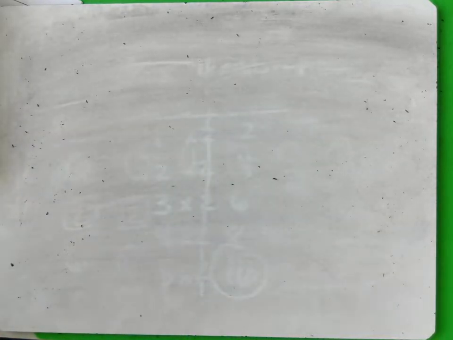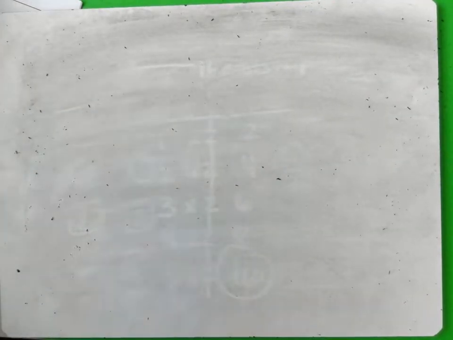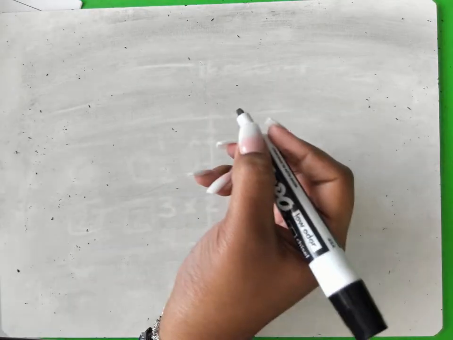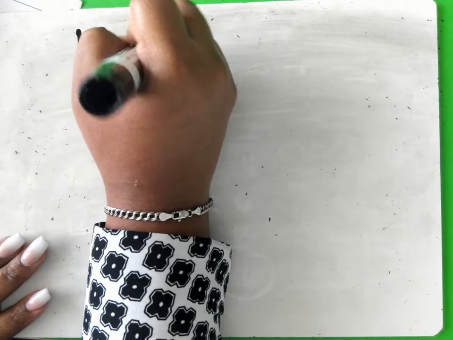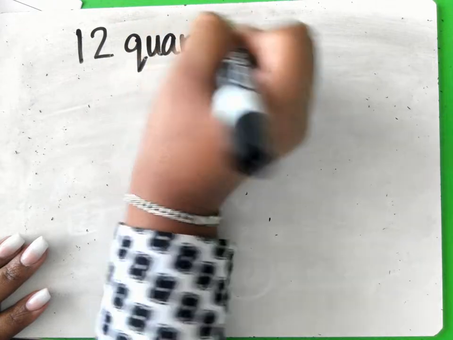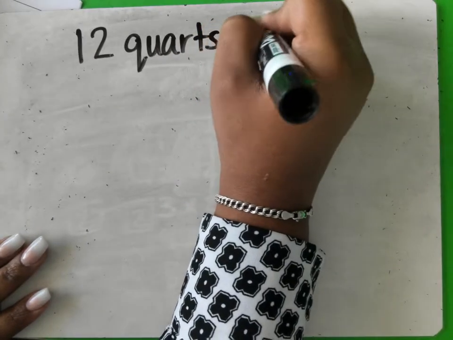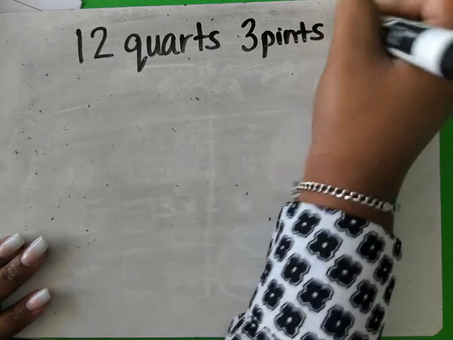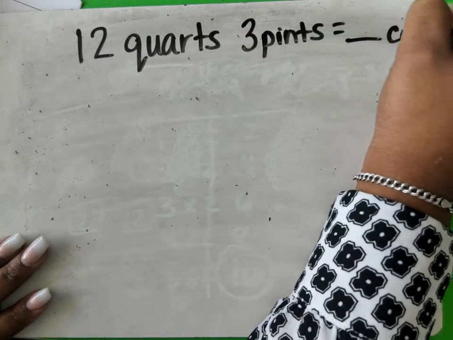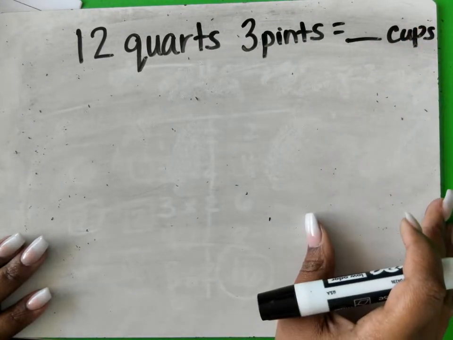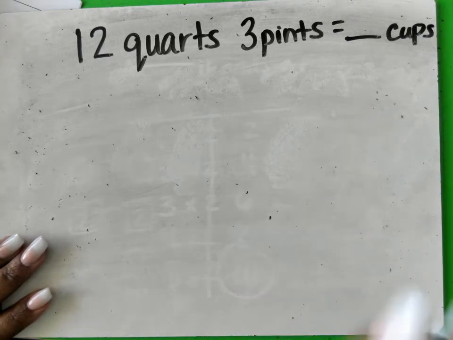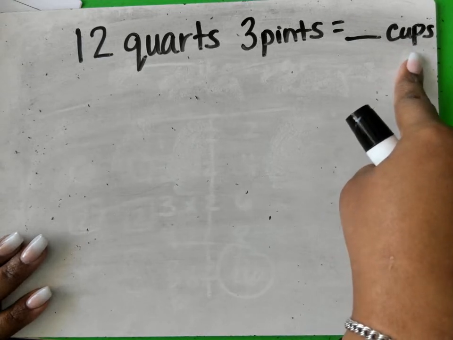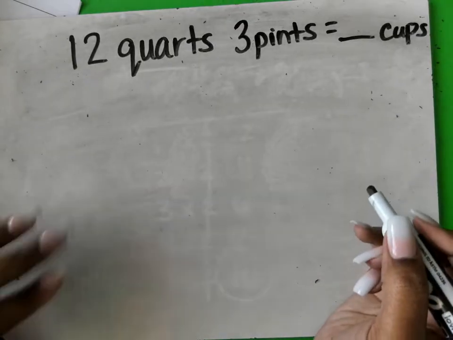We're going to do letter D, which is 12 quarts and 3 pints equals cups. Okay? So, I don't know how many cups it is, but I have to do some converting. I'm trying to convert these to cups. Okay? So, let's do our quarts first.